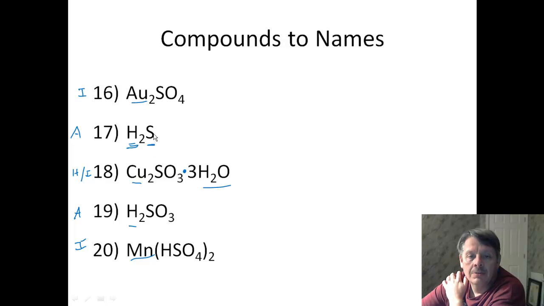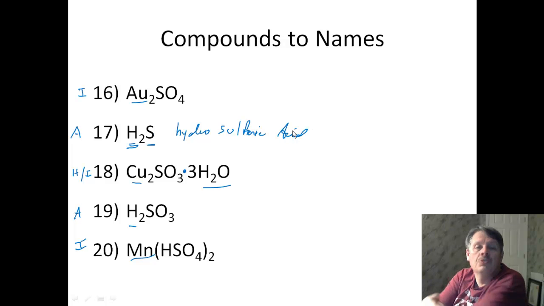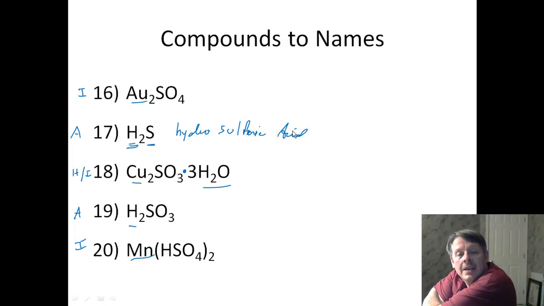H2S. Well, this is sulfide. It's on the periodic table. So this is going to be hydrosulfuric acid. You have to go back to your rules to make sure you understand your rules. Your rules say that if the anion ends in IDE, which in this case it does, this is sulfide, then it is a hydro-ic acid.